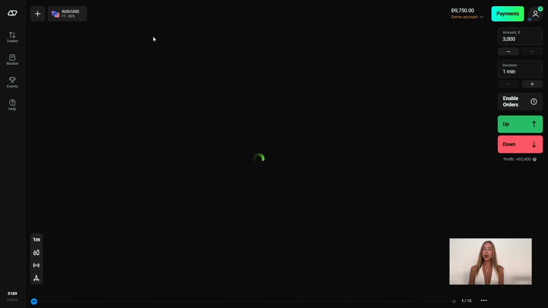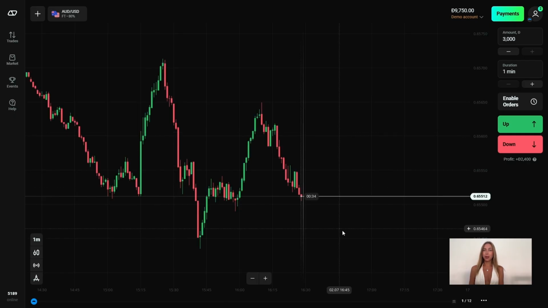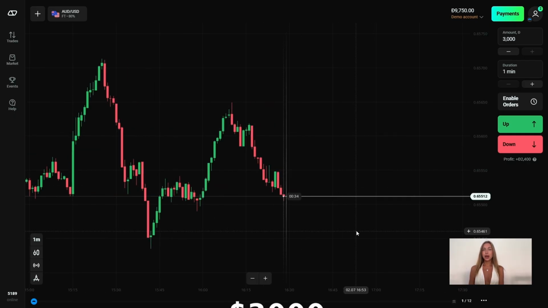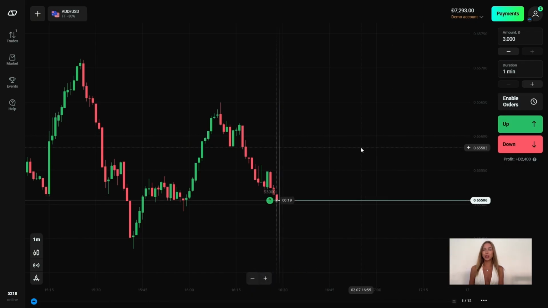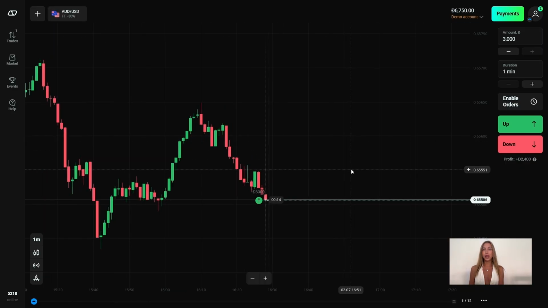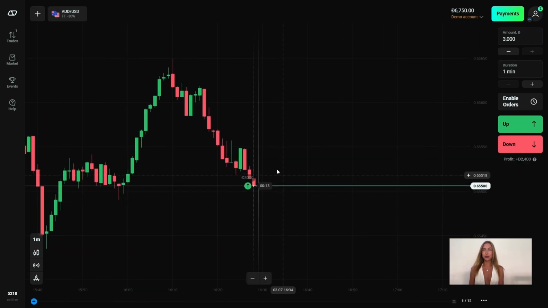So I've selected the correct currency pair and I will open a buy position. This time I will use 3000 for the trade since the payout percentage for this pair is acceptable to me today. The trade is already open and now we wait for it to close.